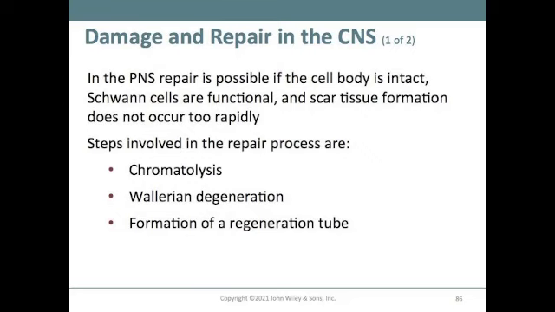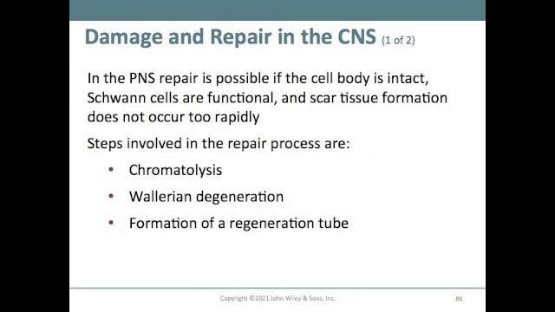Chromatolysis, the Nissl bodies break up into granular masses. This alteration is called chromatolysis. In Wallerian degeneration, degeneration of the distal portion of the axon and the myelin sheath is called degeneration of the distal portion of the axon and the myelin. So the part that's farther away from the center of the body.